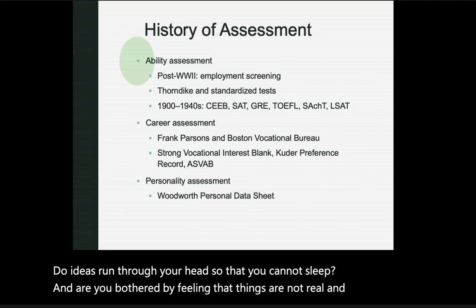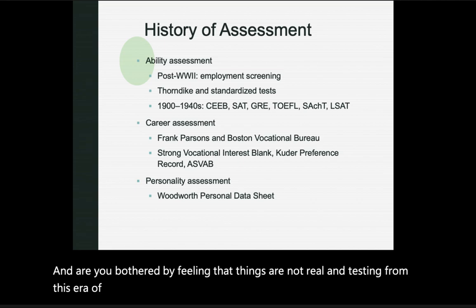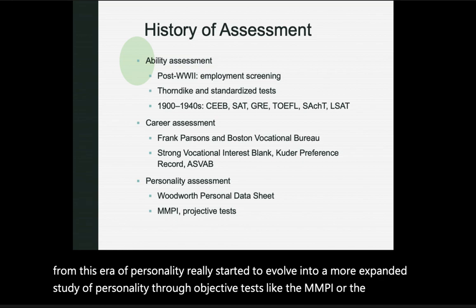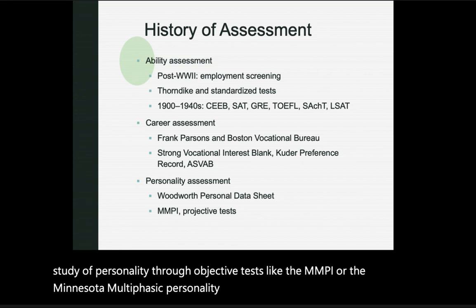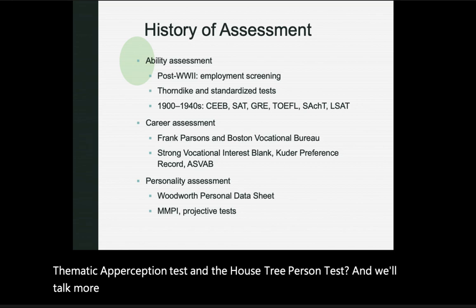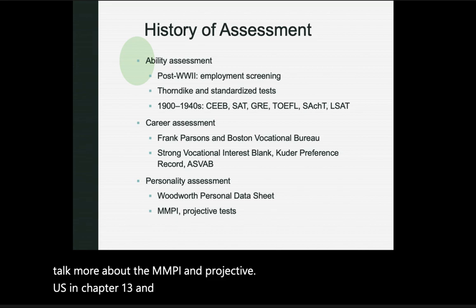And testing from this era of personality really started to evolve into a more expanded study of personality through objective tests like the MMPI or the Minnesota Multiphasic Personality Inventory, and projective tests such as the Thematic Apperception Test and the House Tree Person Test. And we'll talk more about the MMPI and projective tests in Chapter 13 and Chapter 7, respectively.